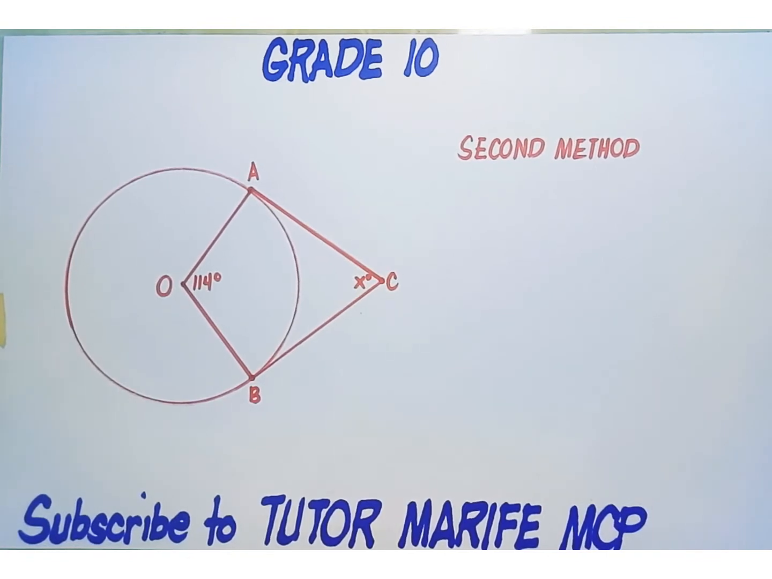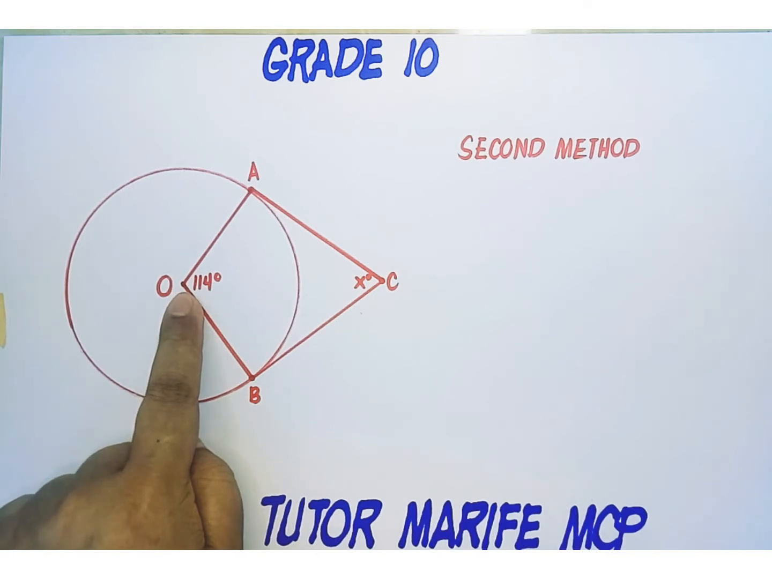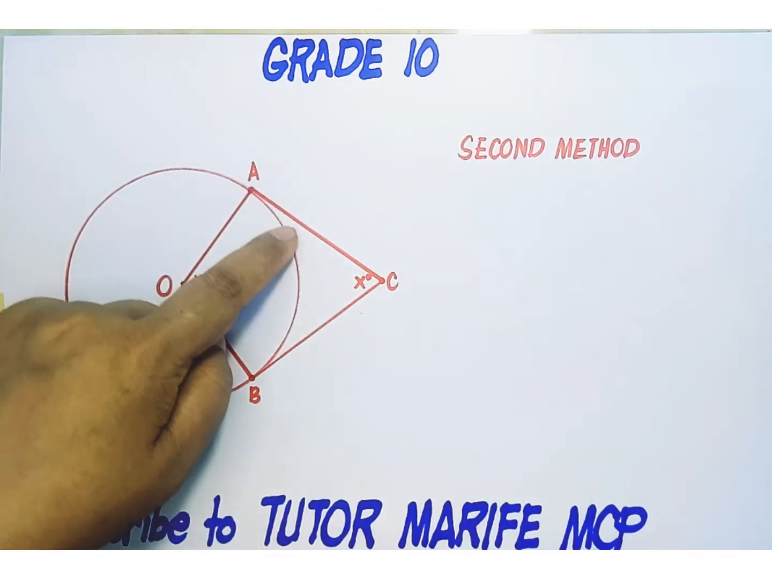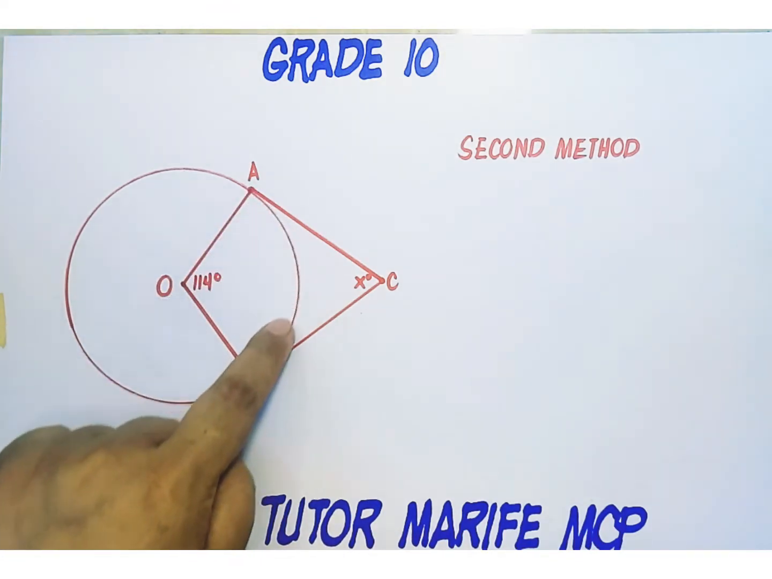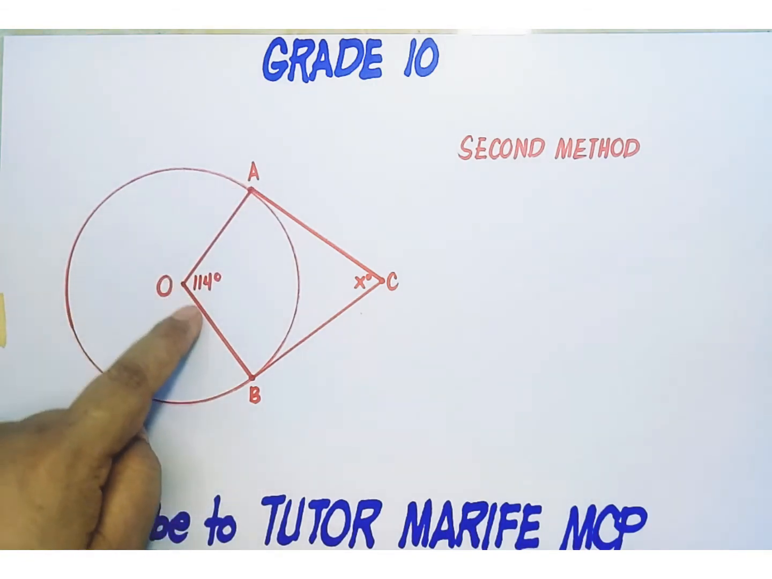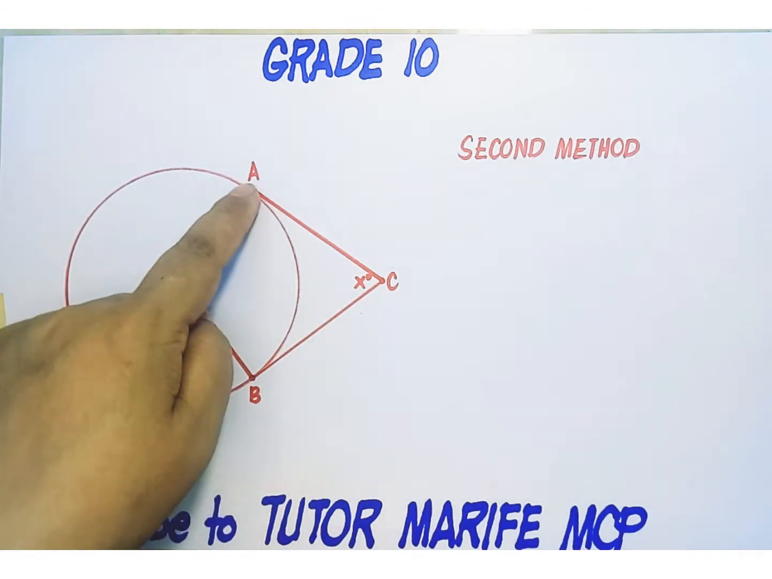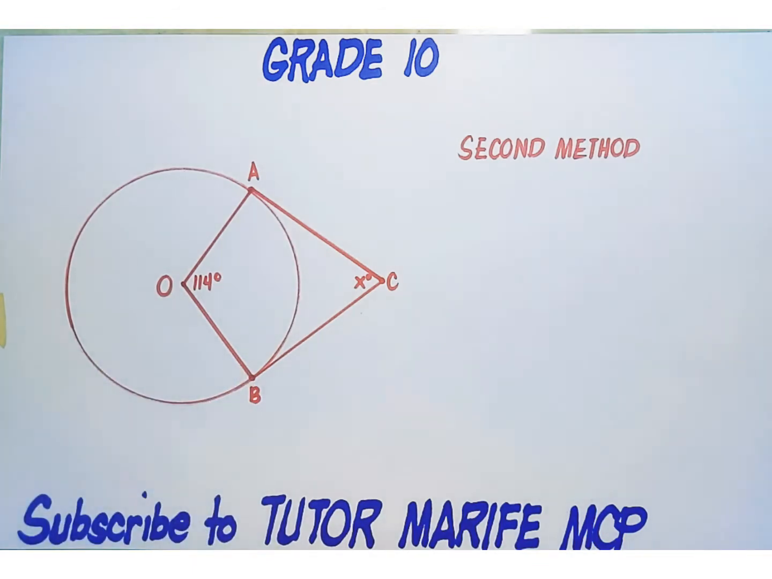For our second method, recognize that angle O is a central angle. What is a central angle? A central angle is an angle whose vertex is at the center of a circle. This is the intercepted arc of angle O. It is the section of the circumference enclosed by radii OA and OB. This section is called the intercepted arc of angle O.